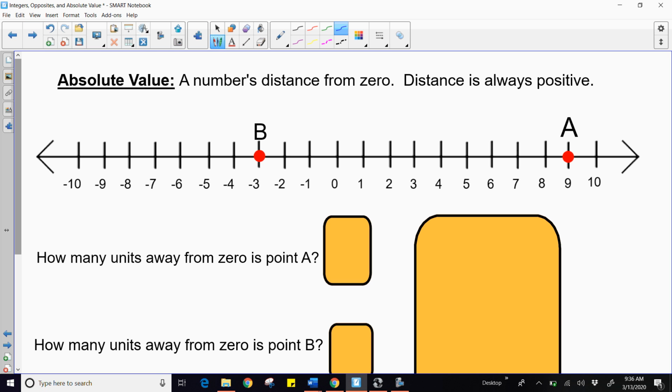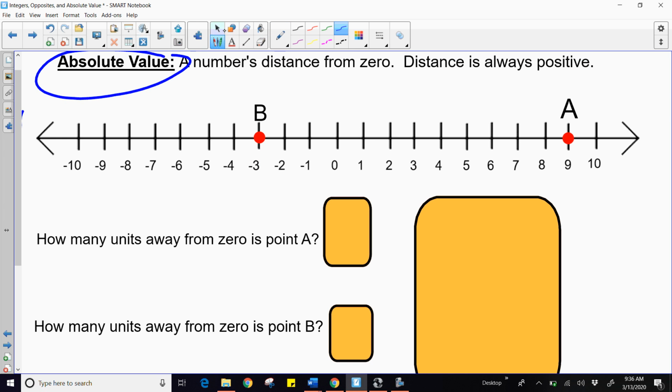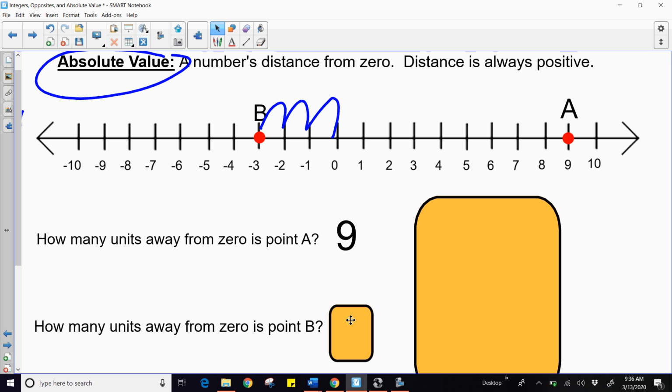Absolute value. This is a number's distance from 0, and distance is always positive. So if we were to look at the 2 points we have on the number line right now, we would see that A is exactly 9 units away from 0. From 0 to 9 is 9 units. B, how far away from B is 0? Well, it would be 1, 2, 3. We say that it is 3 units away. We do not say it is -3 units away. We just know it's 3 units away. It could be either direction.